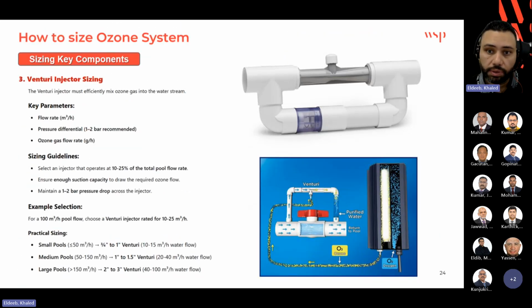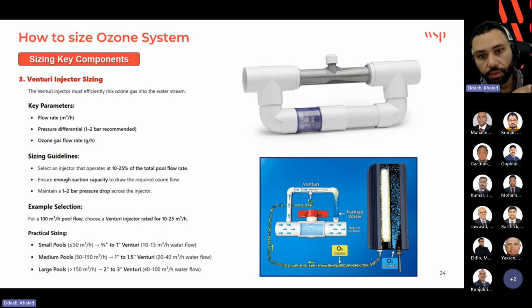Then the Venturi injector. Okay, how to size this one? The purpose of this Venturi injector is to create vacuum to draw the ozone gas into the water stream. You know the concept of Bernoulli equation: if you increase the velocity, the pressure will drop, creating vacuum, and then sucking the gas and inserting it inside the flow. The same concept as the spray of perfume.